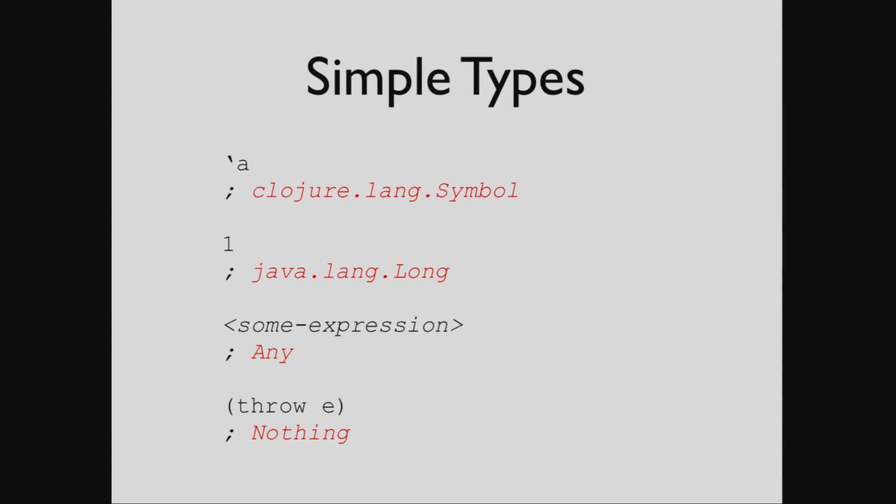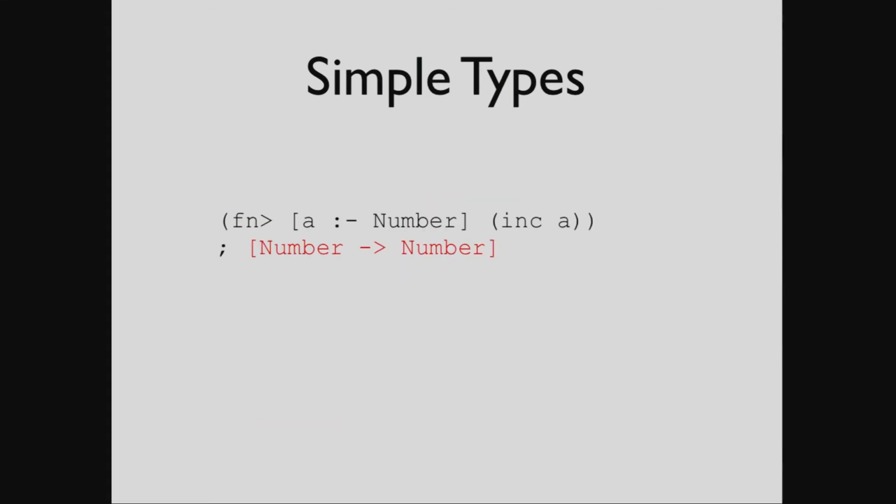And you might be more familiar with java.lang.Long. That's the default. That's the class of an integer that when you type it out in a Clojure program, it's not a java.lang.Integer, it's a java.lang.Long. And there's a couple of other types. There's a top type, which is Any type, and I just put some expression. You can substitute any expression that's of any type. And if you throw an exception, that's a type of Nothing.